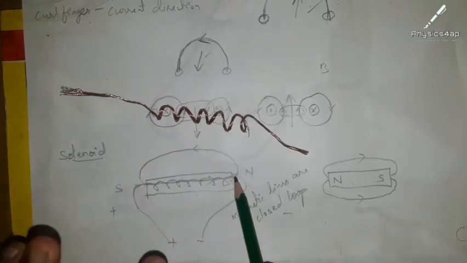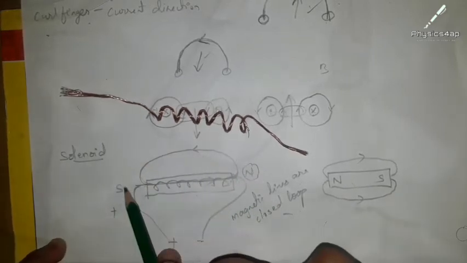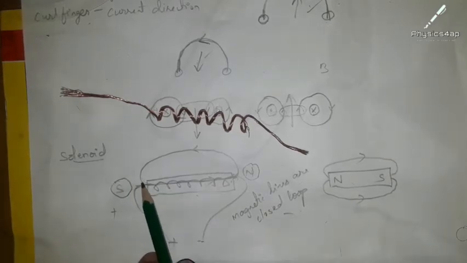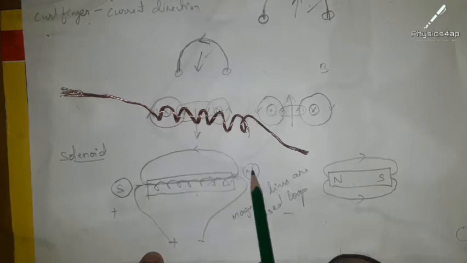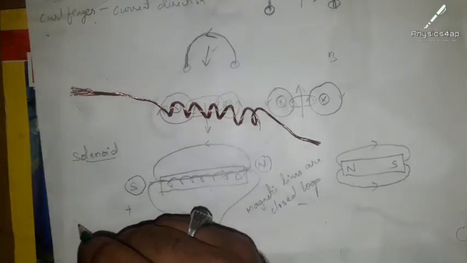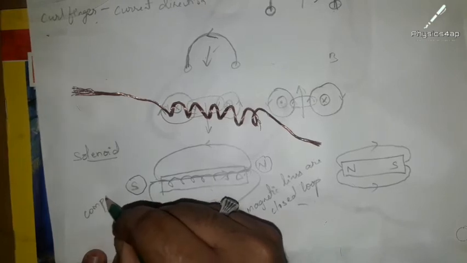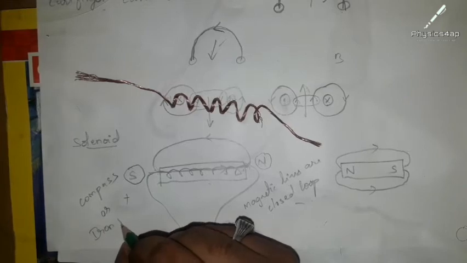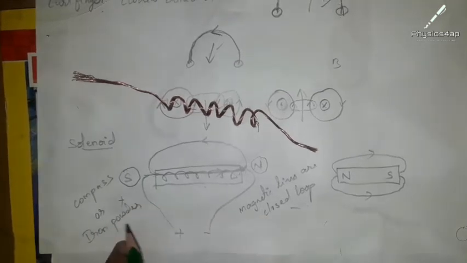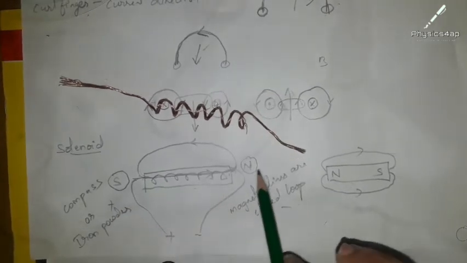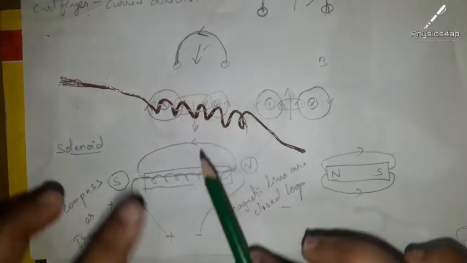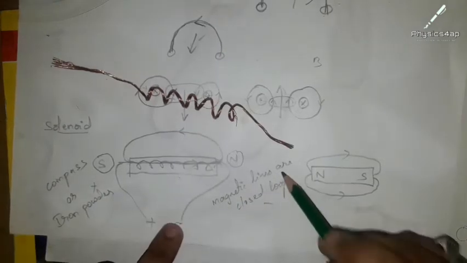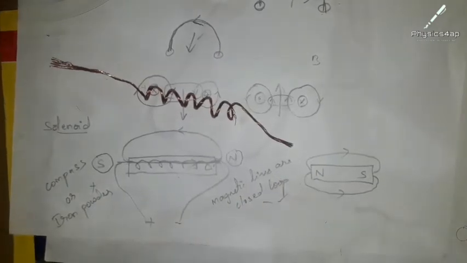Where the magnetic lines start, it is the north pole. Where the magnetic lines end, it is the south pole. And inside the bar magnet, these lines pass from south to north. We can show this by using a magnetic compass or iron filings or iron powder. With the help of these two experiments, we can show the magnetic lines outside and inside. So by this experiment, we can prove that these magnetic lines are a closed loop.